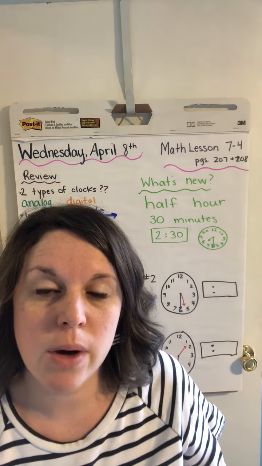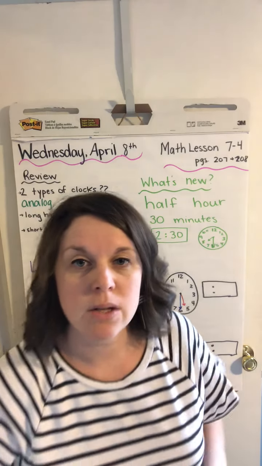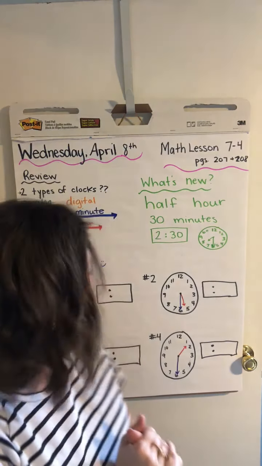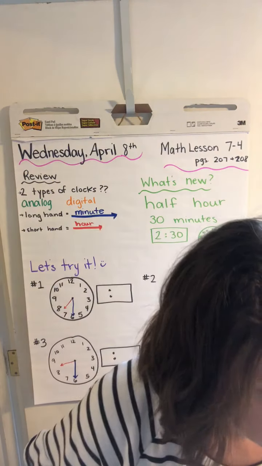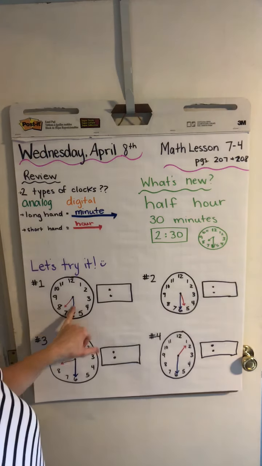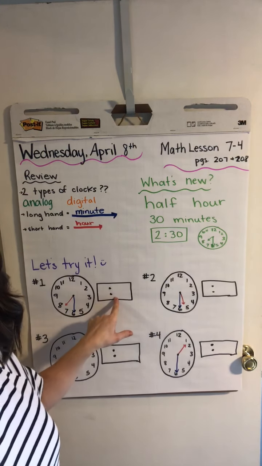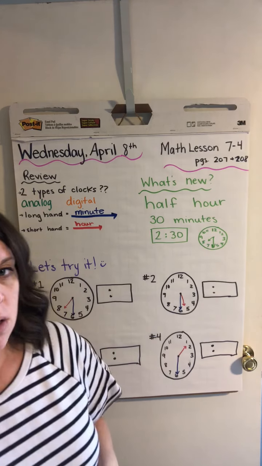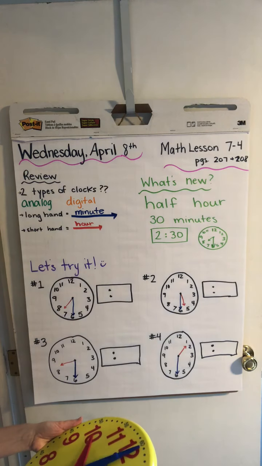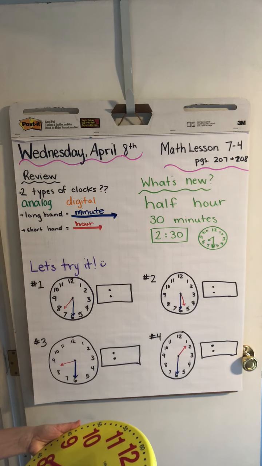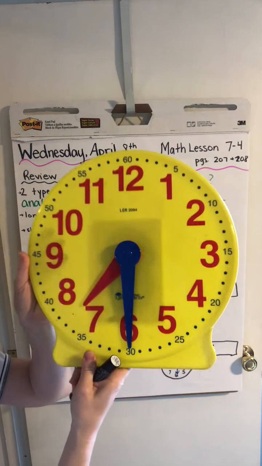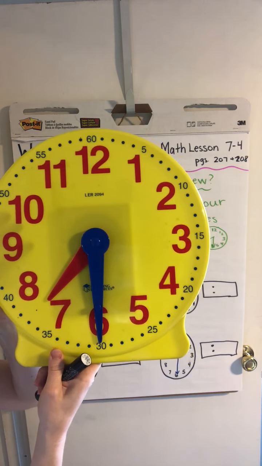So if you haven't gone to get your paper yet, go ahead and do that. We're going to start with page 207, and we're going to do the first 4 problems together. What we have to do is look at the time. They have the hands moved for us, and we're going to write it on the digital clock. If you're looking at number 1, the hour hand is between the 7 and the 8, and the minute hand is at the 6.